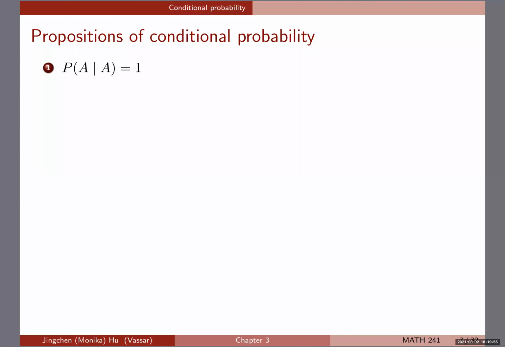Okay, now we're ready to talk about a few important propositions of conditional probability and some really useful rules. So we're going to start off with a few propositions here. The first one is that the conditional probability of A given A is 1.